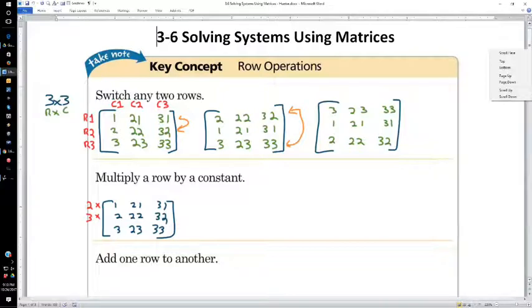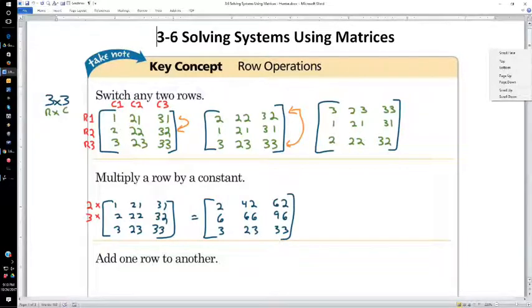So what I've got now is row 1: 2 times 1 is 2, 2 times 21 is 42, 2 times 31 is 62. Then I'm going to multiply the second row by 3. 3 times 2 is 6, 3 times 22 is 66, 3 times 32 is 96. Had to think about that one for a second. And then row 3, I didn't multiply by anything. All right, this is considered acceptable.